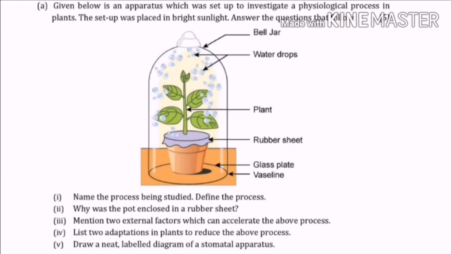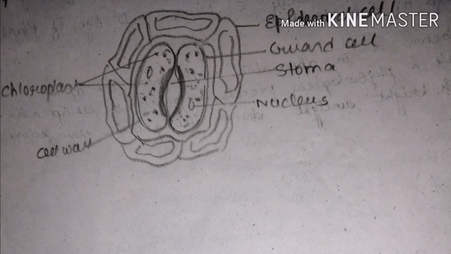I will share the diagram. You can see I have drawn the stomatal diagram. I have labeled this as epidermal cells, guard cell, stoma, nucleus, cell wall and chloroplast. These are the 5 main labels which you need to do whenever a diagram of stomatal apparatus is asked.